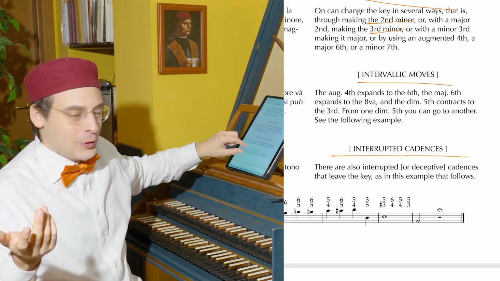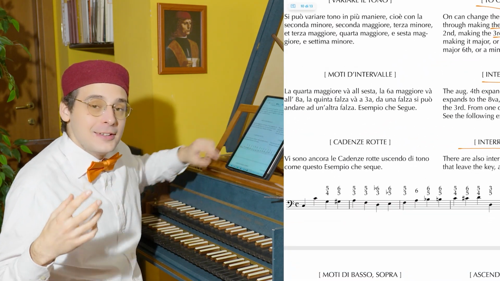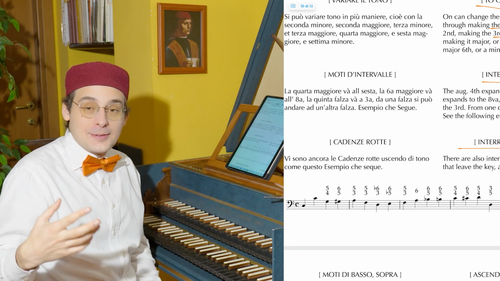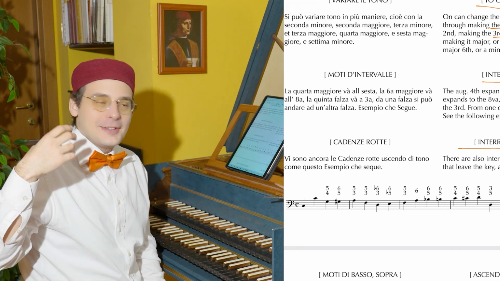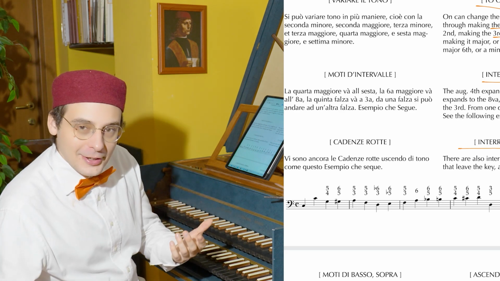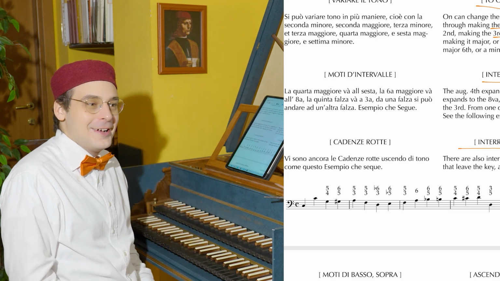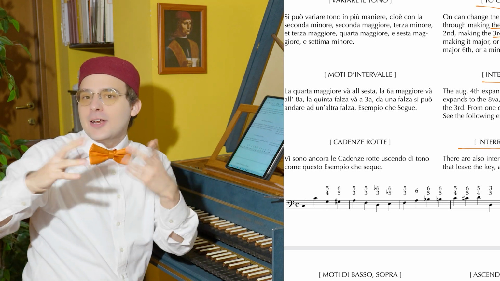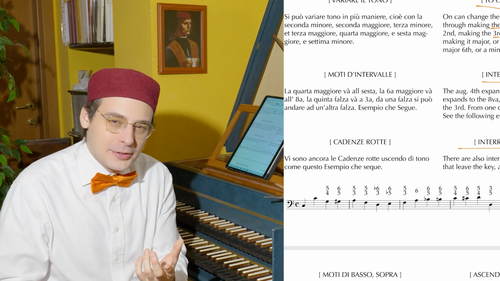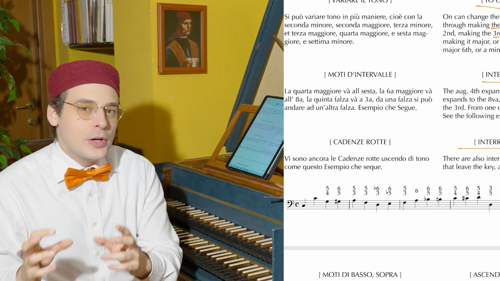Now, what I said, that also cadences get their balls broken. One of the most used words in Italian is palle, which is like balls, and you can use the word palle in many contexts, and the meaning changes according to the preposition you will use.